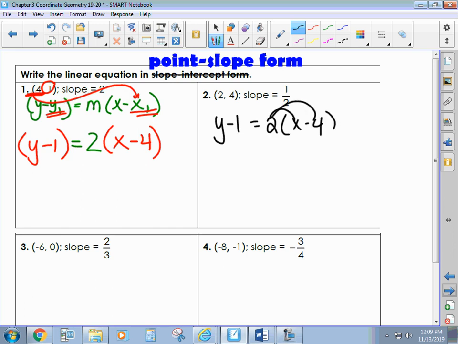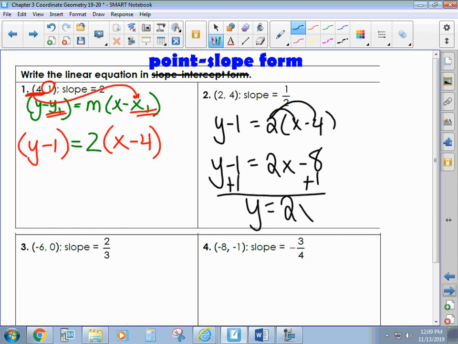Couldn't I distribute and say y minus 1 is 2x minus 8? Add 1, y equals 2x minus 7. That probably might look a little bit better, right? But guess what? This and that are the same exact lines. Point slope, slope intercept. You decide what's easier.